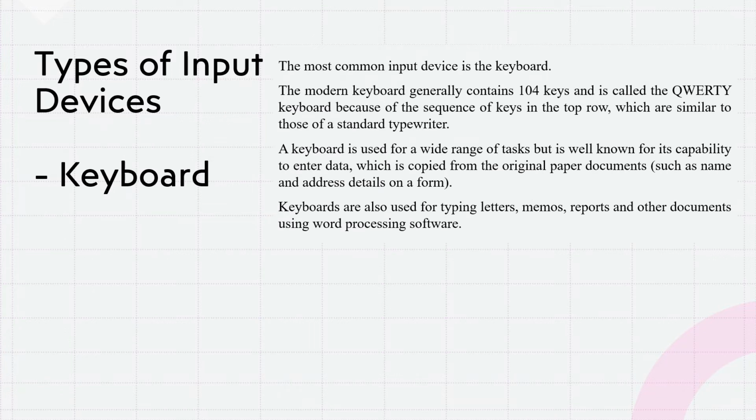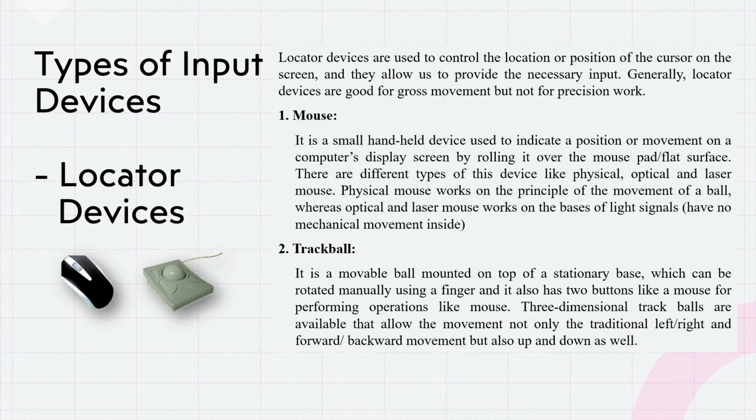Keyboard. The most common input device is the keyboard. The modern keyboard generally contains 104 keys, which again depends upon company to company, and is usually called the QWERTY keyboard, but there are also other types of keyboards, because of the sequence of keys in the top row, which are similar to those of a standard typewriter. A keyboard is used for a wide range of tasks, but is well known for its capability to enter data which is copied from the original paper documents, such as name and address details on a form. Keyboards are also used for typing letters, memos, reports and other documents using any word processing software.